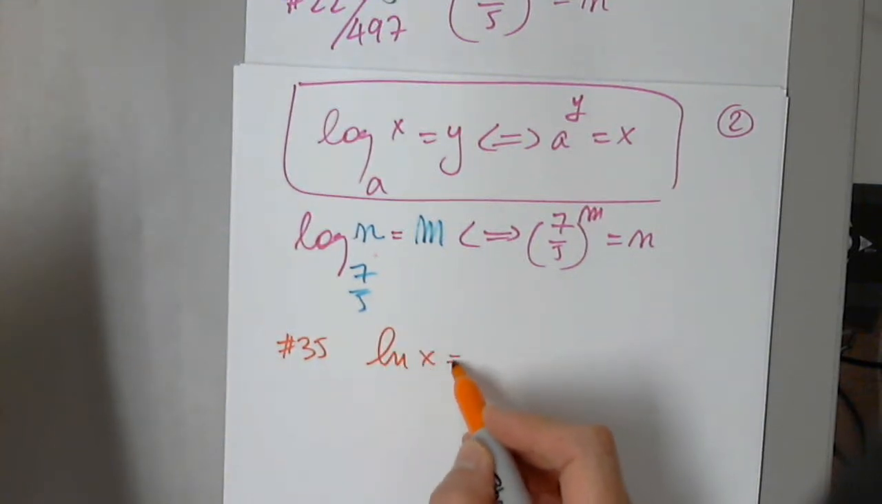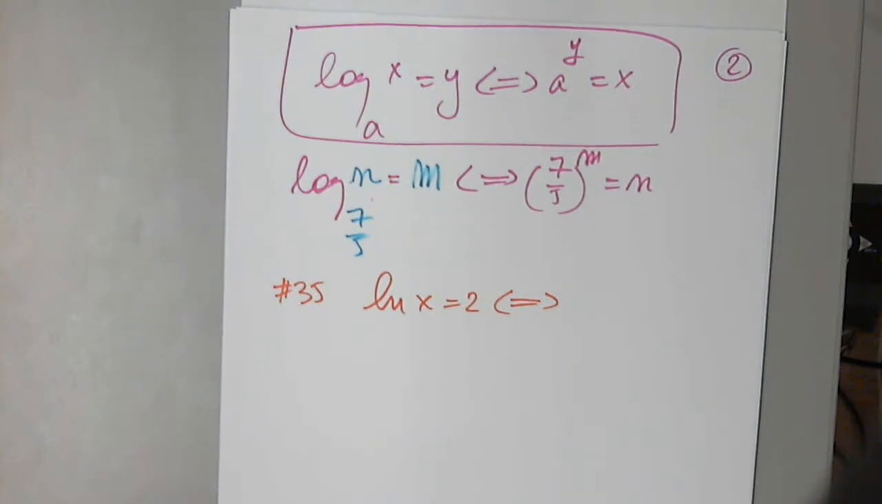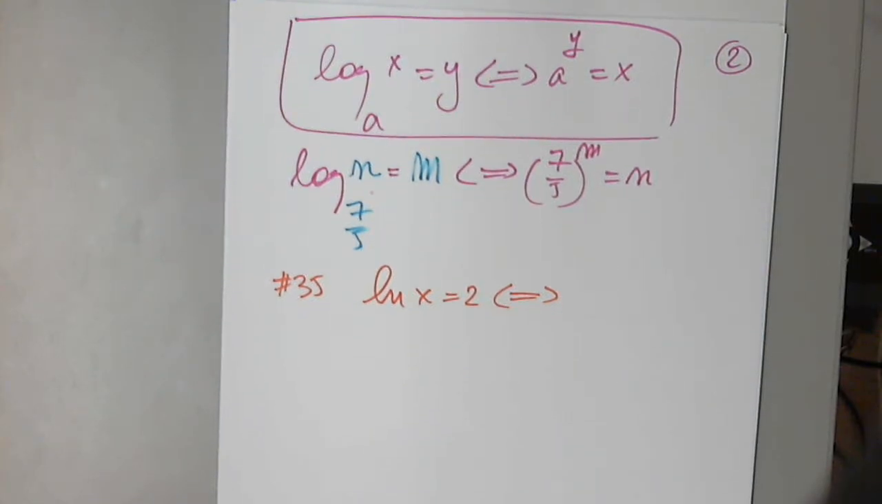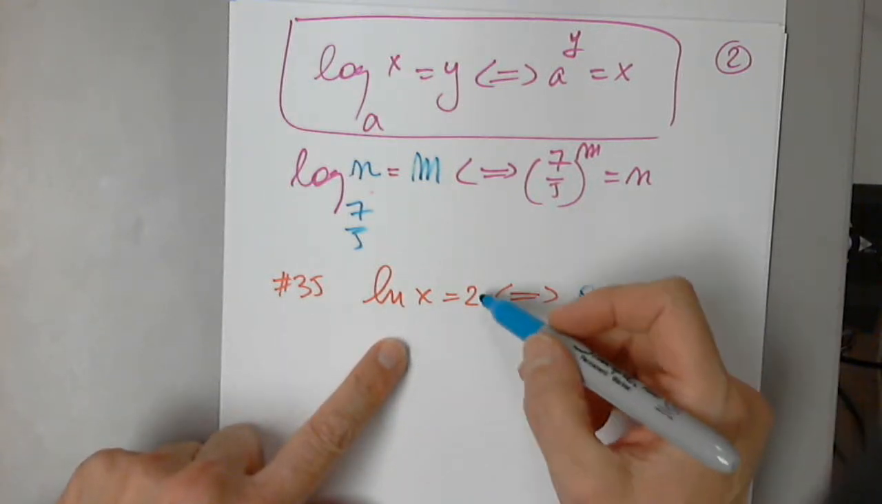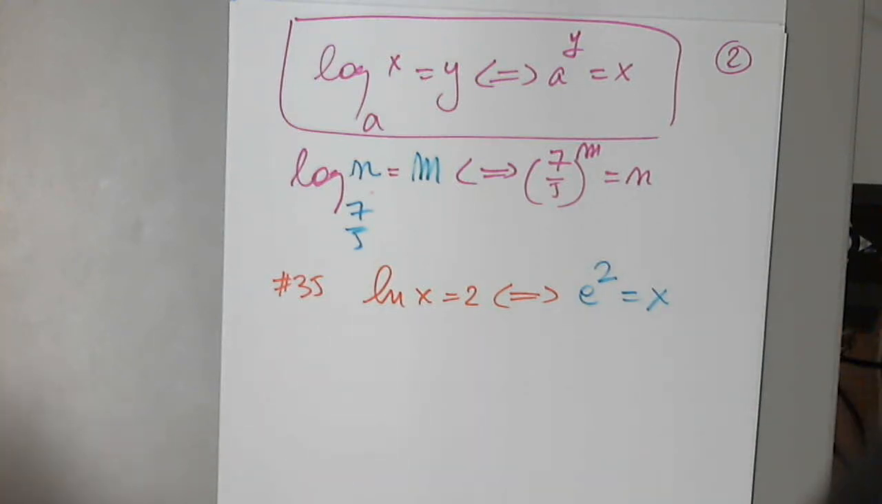Natural log x equals 2. They want us to come up with the exponential equation. Remember we said ln doesn't have a base. Well, it has to have a base. What is it? E. That's the only one, actually two, that we do not write. So e raised to which power? 2 equals x. Perfect.